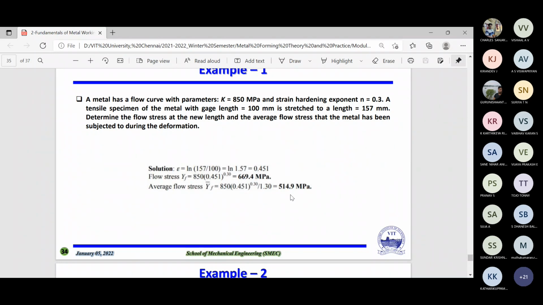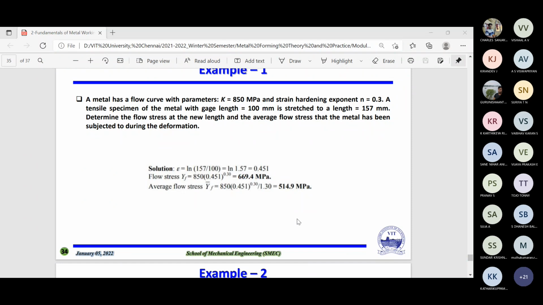Okay. Yes, sir. So is it clear? Yes, sir. The average flow stress answer is right, Charles? Yes, sir. I made a mistake. Okay, fine. Other students, are you getting the small equation only?